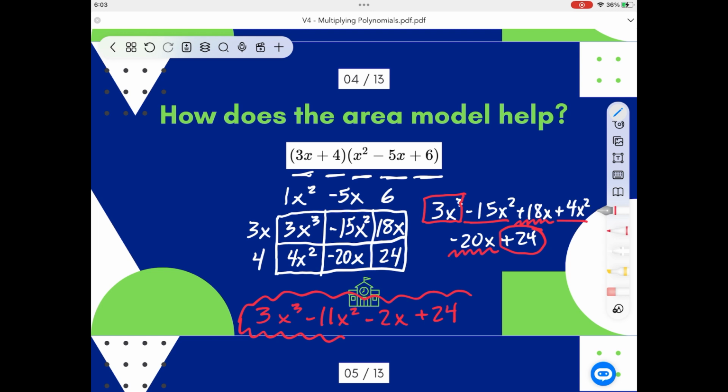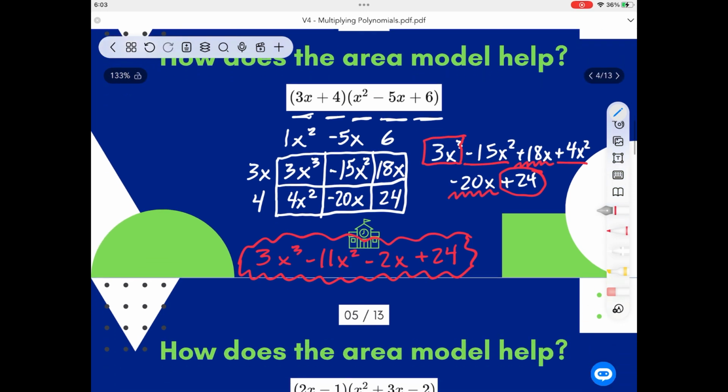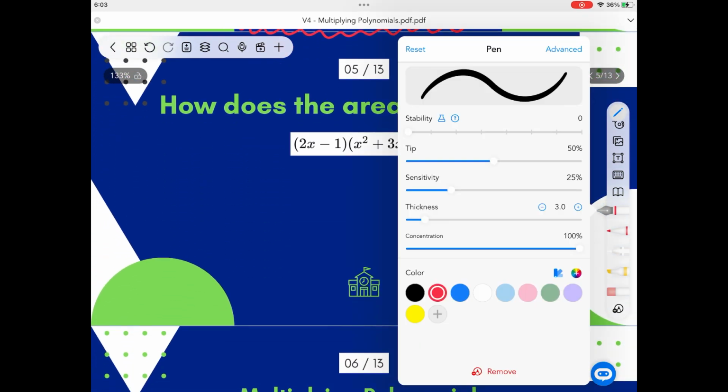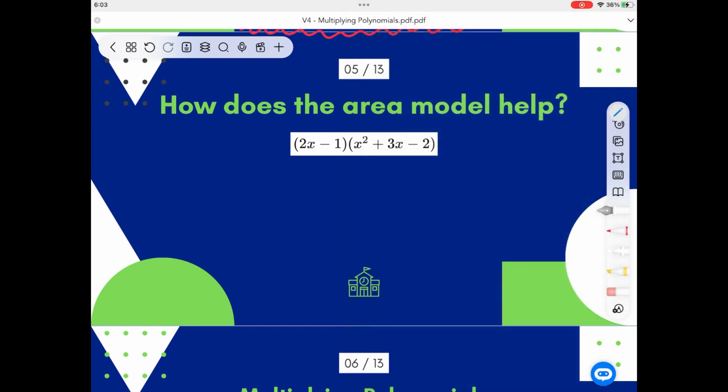So the product, when I multiplied 3x plus 4 times x squared minus 5x plus 6, is 3x cubed minus 11x squared minus 2x plus 24. Let's move to our next practice problem. Same idea. Can we still use the area model to help here? Absolutely. We have two terms, 2x minus 1, being multiplied by three terms, x squared plus 3x minus 2.